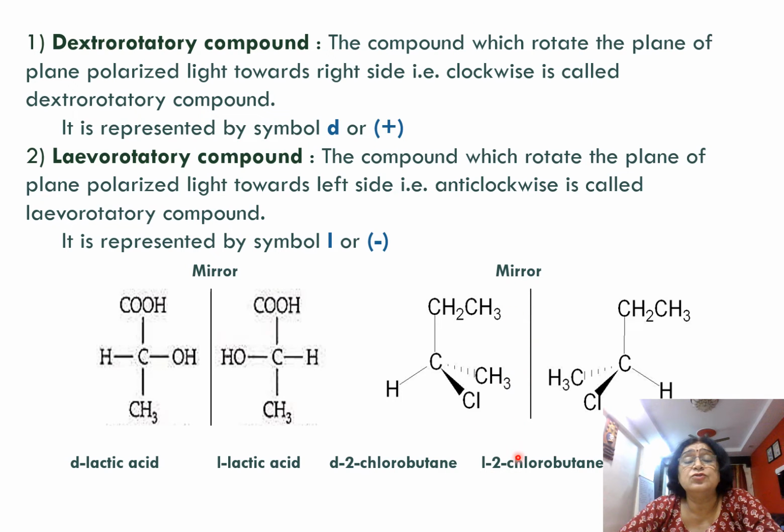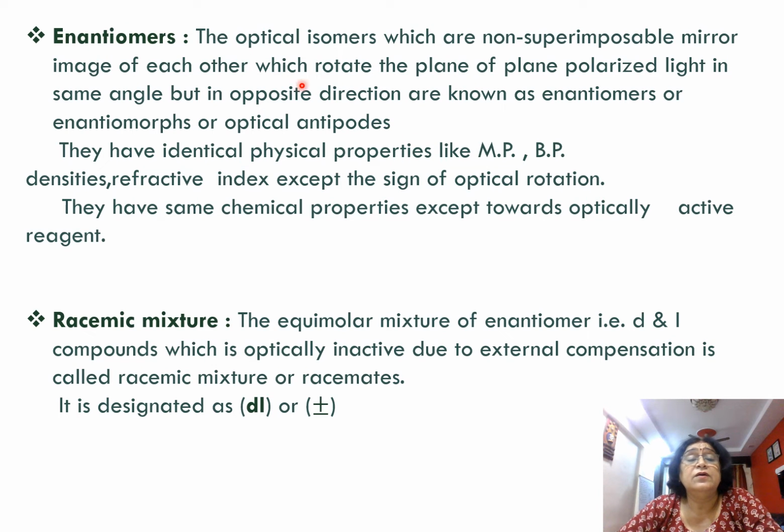So 2-chlorobutane also, if you see the mirror images, they are non-superimposable mirror images, and one of them is known as dextrorotatory and another one is known as levorotatory, depending on the rotation of the plane polarized light towards left hand side or towards right hand side. If they rotate towards left hand side, they are called levorotatory, and if they rotate the plane polarized light in the right hand side or a clockwise direction, it is called dextrorotatory. Clear? Okay.